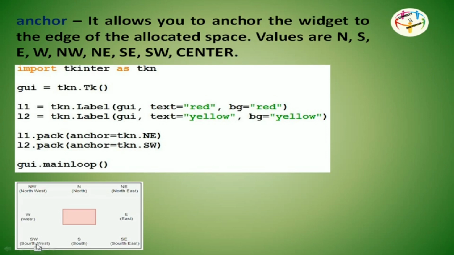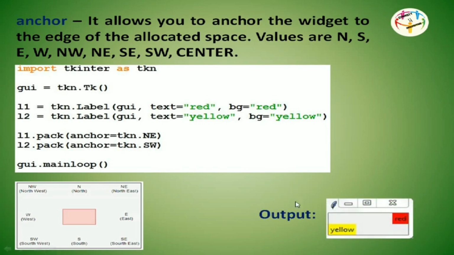Now if we see the output, look here, the first label, with the red background, is placed at the northeast direction, and the second label, with the yellow background color, is placed at the southwest direction.